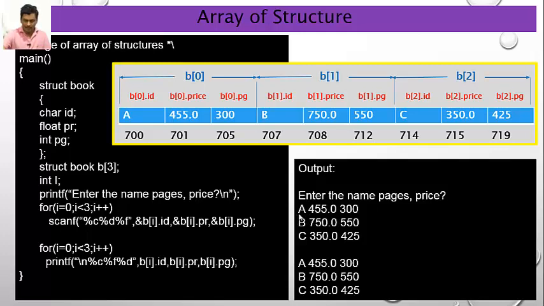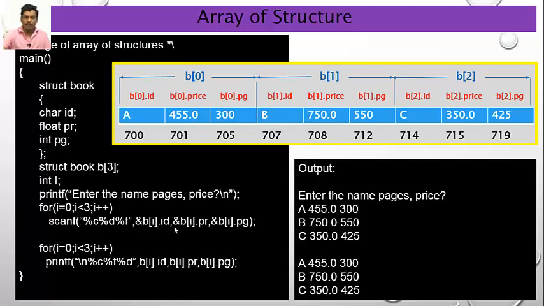If we type A, 455.0, 300, then A is assigned to b[0].id. In b[0].price, it assigns 455.0. In b[0].pg, it assigns 300. So the loop continues. Now i changes to 1.